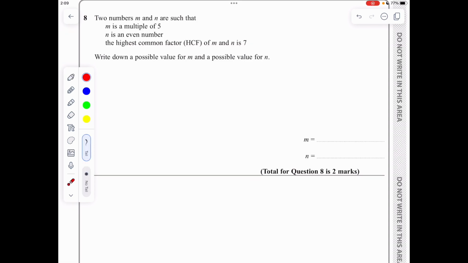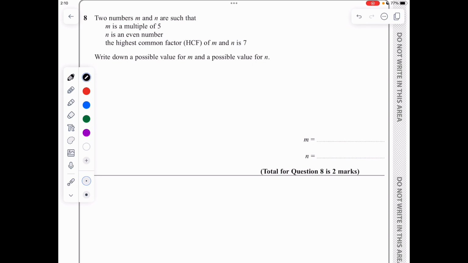In 8, we've got two numbers M and N with the following properties. M is a multiple of 5, N is an even number. The highest common factor of the two is 7. We need to work out a possible value for M and a possible value for N. Now, before we actually start solving this, notice that for the examiner to be asking for a possible value for M and a possible value for N, this means that there are many possibilities for a correct answer. We're just looking for one such correct answer.